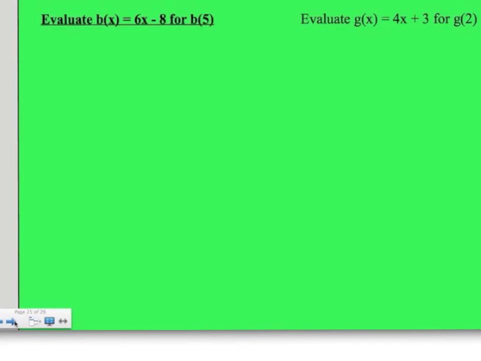Here are the final two examples for the lesson. You've got b of x and g of x, and you need to solve them both. Don't be alarmed that it's a different letter. It's just the same thing as a function. They're just trying to confuse you. You can complete these the exact same way I just completed the last problem.